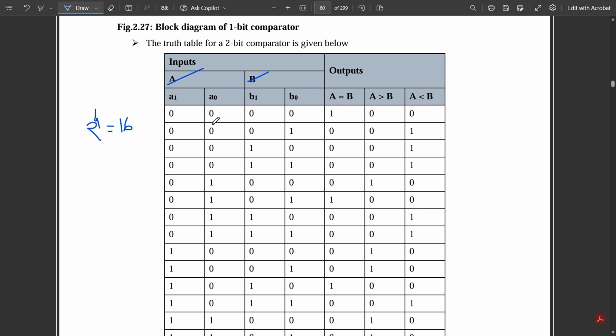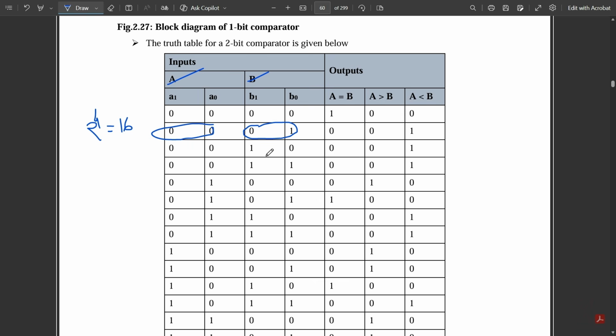You should be comparing two bits at a time. Why? Because the inputs are of 2 bits, right? So that's why here these 2 bits are not equal. 00 is not equal to 01. So that's why it is 0, and A greater than B. Is 00 greater than 01? No, 01 is greater than 00, right? So that's why this is 0 and this is 1.